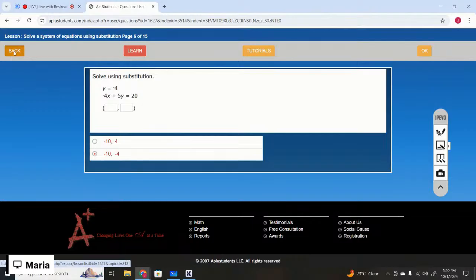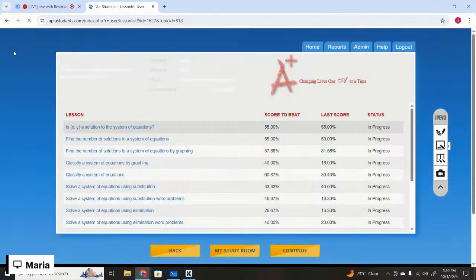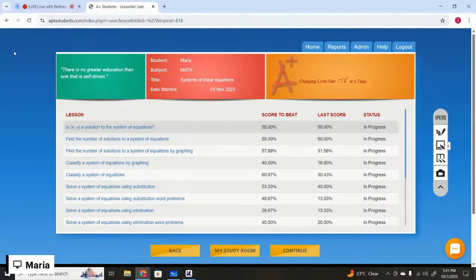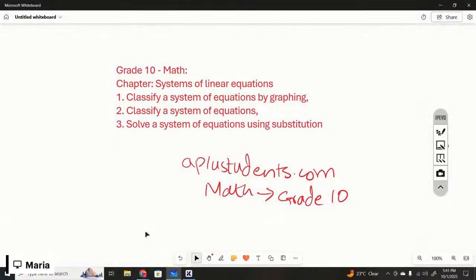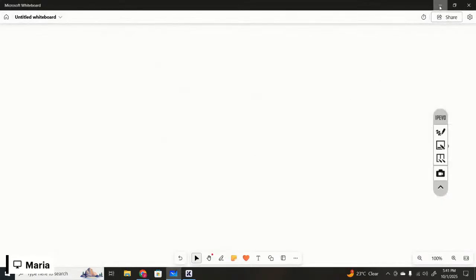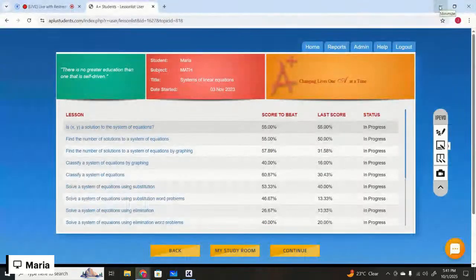Okay, you can complete the lesson by yourself today. So we were working on grade 10 math. The chapter we were working on is system of linear equations. The lessons we have covered today are classify a system of equations by graphing, classify a system of equations, and solve a system of equations using substitution. So please make sure before the next session you complete all the practice questions for the lessons we just did. That is your homework until the next session.